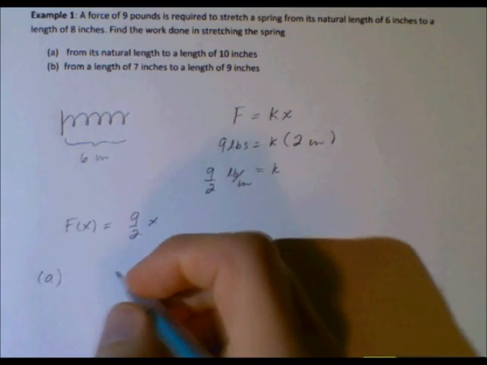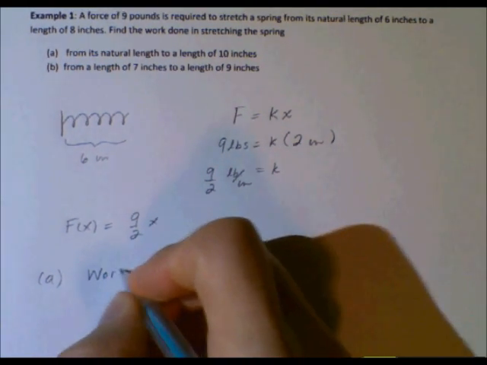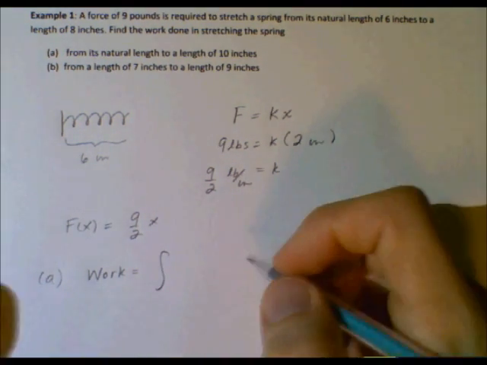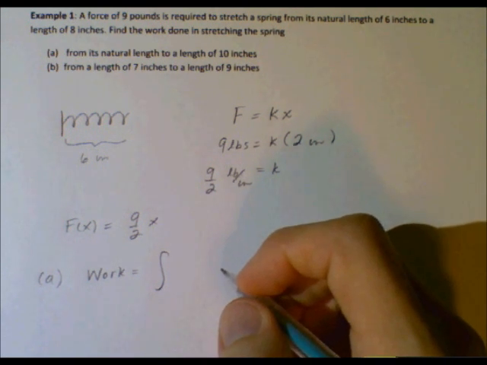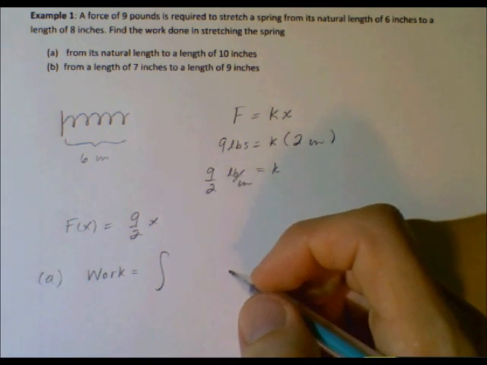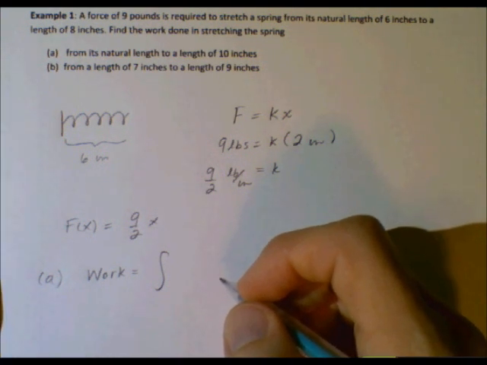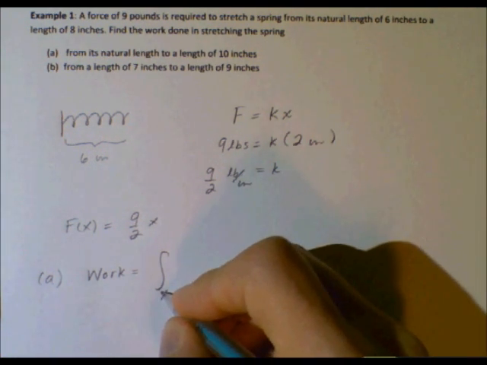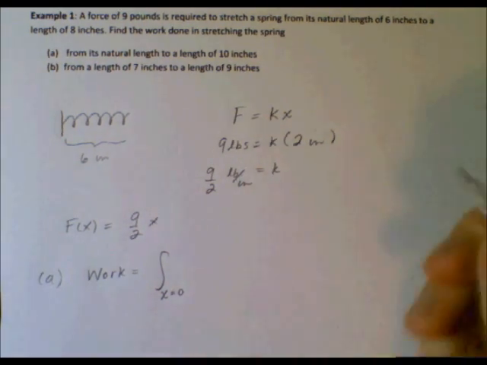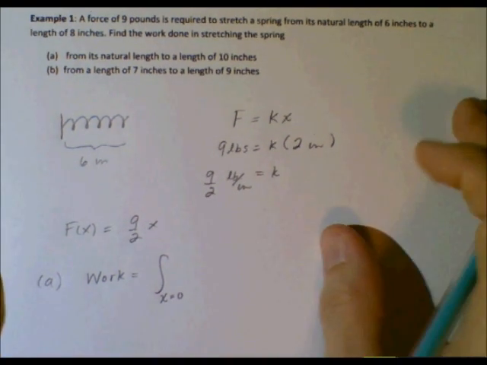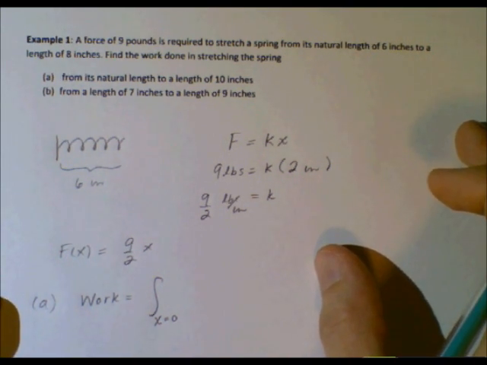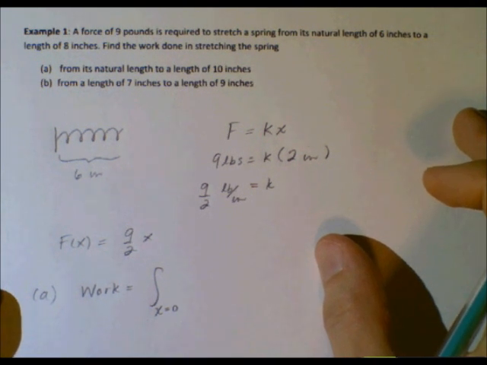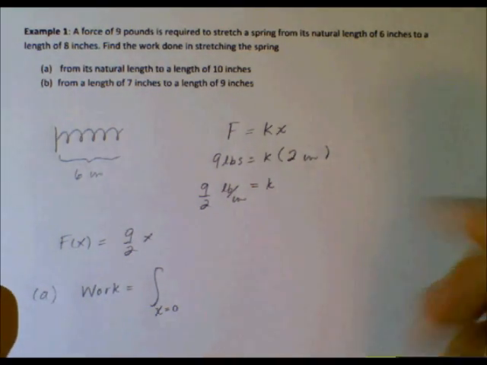Part A, find the work done when the spring is stretched from its natural length to a length of 10 inches. Well, the natural length corresponds to x equals what? Now it's x equals 0. It's not stretched at all. What about a length of 10 inches? What value of x corresponds to that? Well, that's 10 inches minus the natural length, which is 6 inches. It's the difference, which is 4.